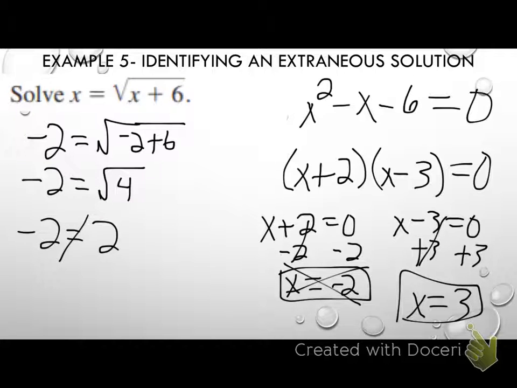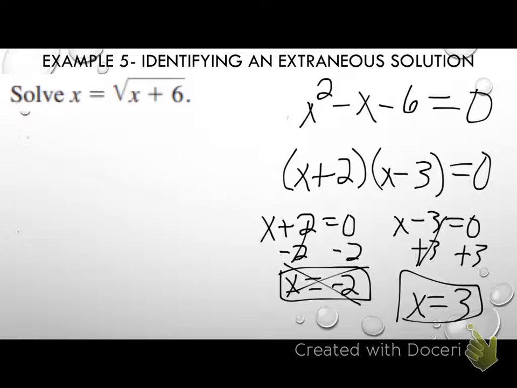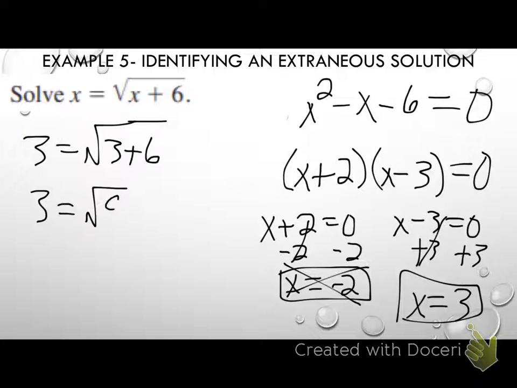Does that automatically mean that 3 is a solution? No, I still have to check it. So let's plug 3 in now. Anytime I see an x, I replace it with 3. And I do want to see this work on your paper when you're doing your assignment. I want to see you plug it in on your paper and work down both sides. What's 3 plus 6? 9. Square root of 9? 3. Does 3 equal 3? Yes, it does. So what's my one and only solution here? 3. X equals 3. Very good.